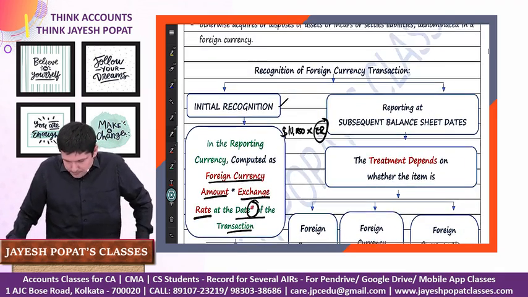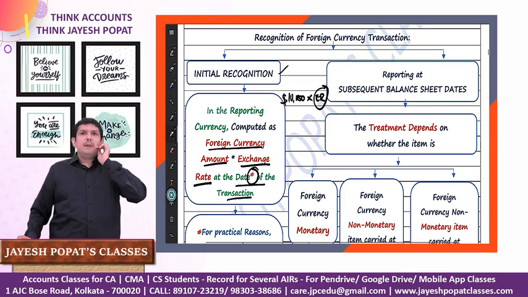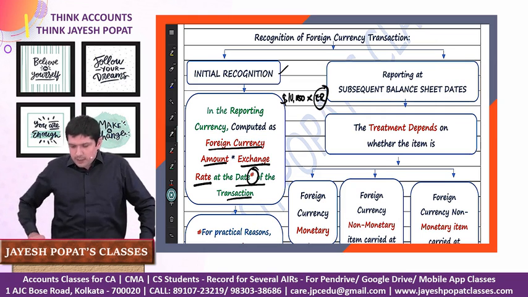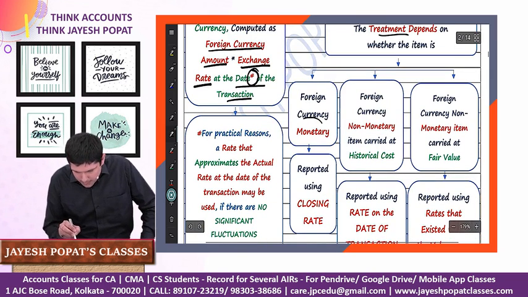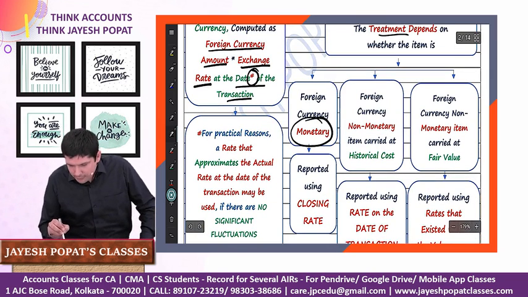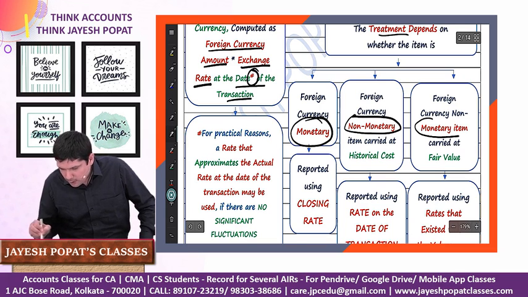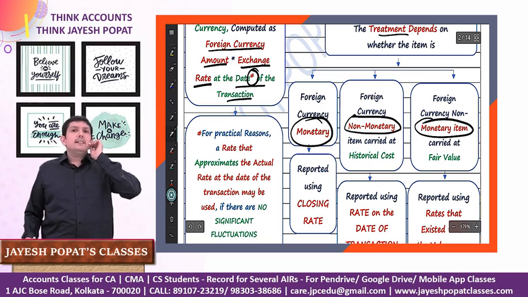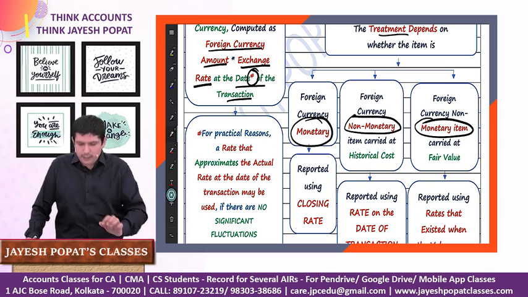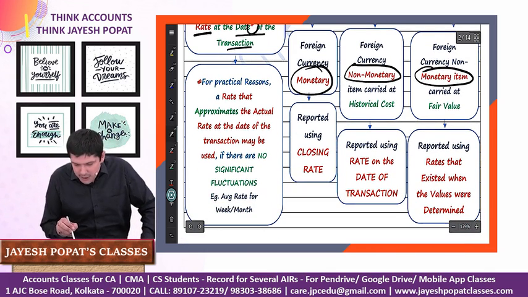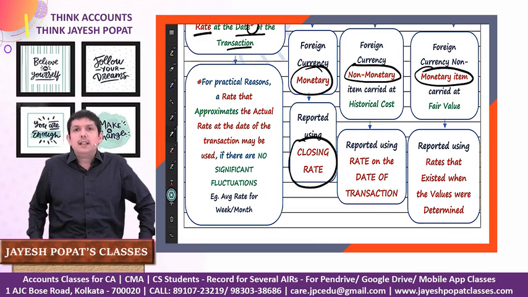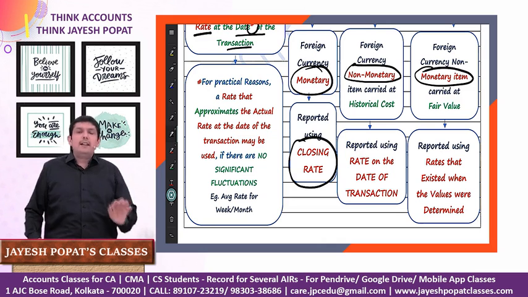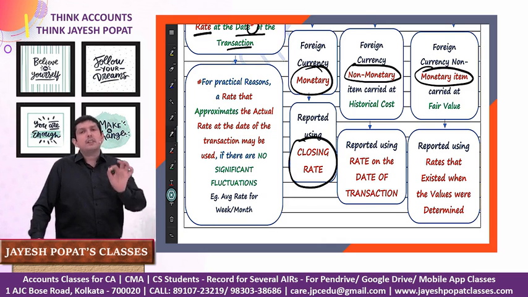Then we'll talk about reporting at subsequent balance sheet dates. The treatment depends upon whether the foreign currency item is a monetary item or a non-monetary item. If your foreign currency item is a monetary item, at each balance sheet date you need to restate it at the closing rate. The rate on the date of the balance sheet is the closing rate. You need to restate it at the closing rate.